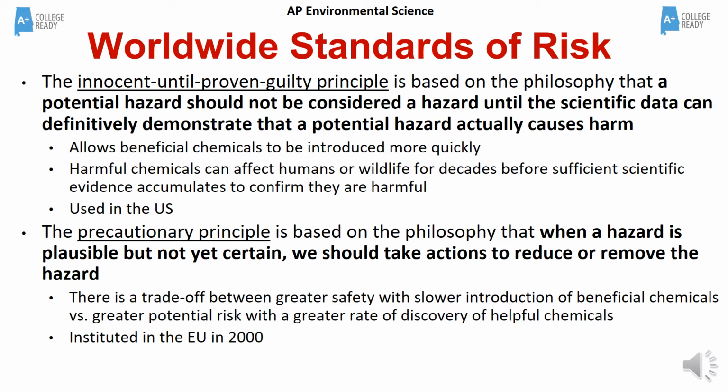The precautionary principle is based on the philosophy that when a hazard is plausible but not yet certain, we should take actions to reduce or remove the hazard. So there's a trade-off between greater secured safety with a slower introduction of beneficial chemicals versus greater potential risk with a greater rate of discovery of helpful chemicals. This was instituted in the EU in 2000.